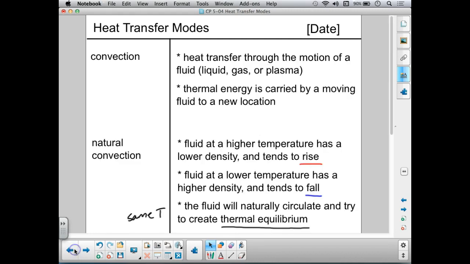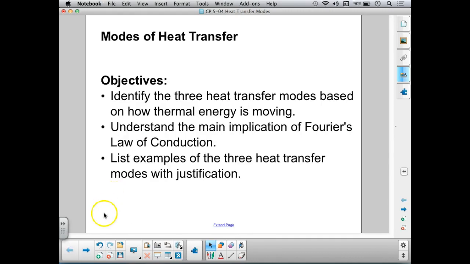So let's go back to our objectives for modes of heat transfer. You should be able to identify the three heat transfer modes, conduction, convection, and radiation, based on how thermal energy is moving. So if it's going through direct contact or through a solid object, we're talking about conduction. If it's going through a moving fluid, we are talking about convection. And if it's happening through electromagnetic waves, such as light or microwaves, then we are talking about radiation.